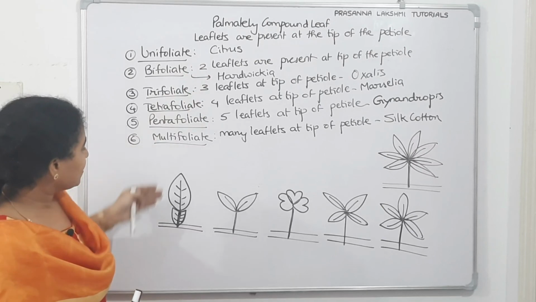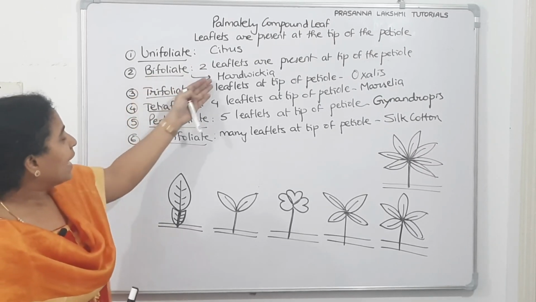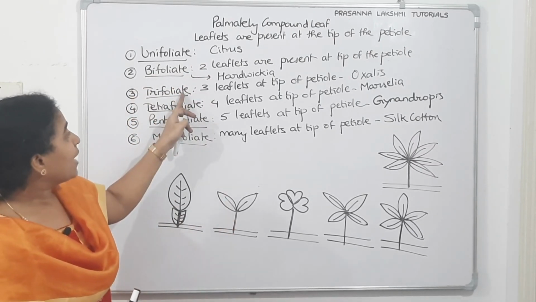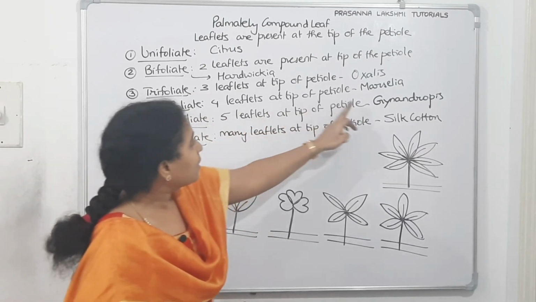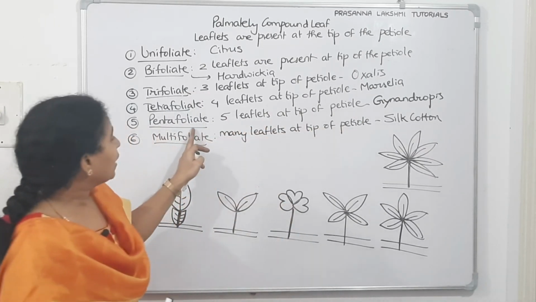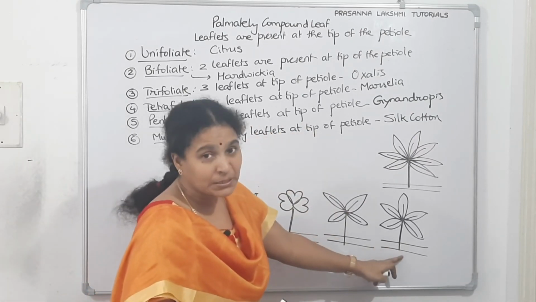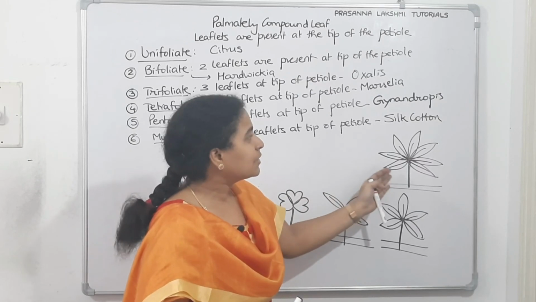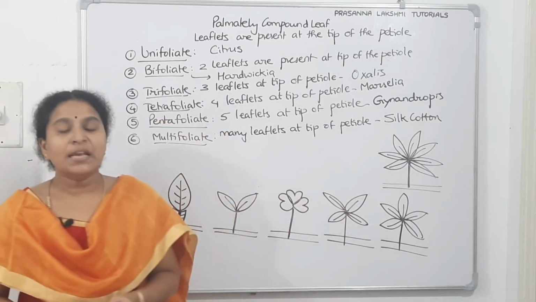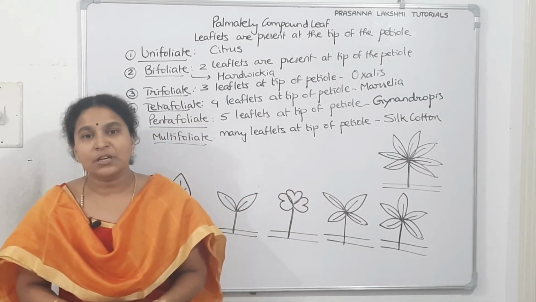Unifoliate, citrus, here is a picture. Bifoliate, Hardwickia, this is the picture. Trifoliate, Oxalis, this is a picture. Tetrafoliate, the example is Marsilea, here is a picture. Pentafoliate, 5 leaflets, Gynandropsis, this is a picture. And multifoliate, silk cotton, more than 5 leaflets, this is a picture. So with this, we finished types of the leaf.